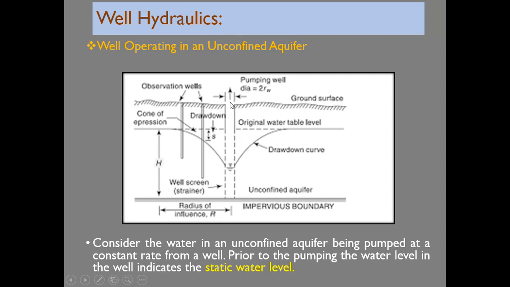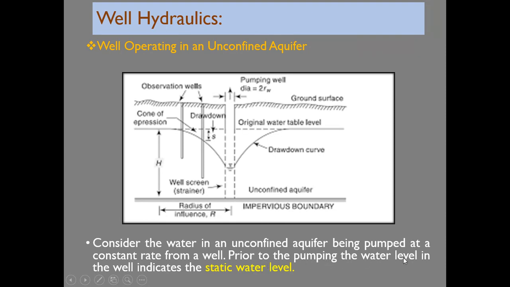This is called the pumping well, and these two are 1 and 2. These are the two observation wells. One well, the major well, is called the pumping well. The rest of the two wells are observation wells: well number 1 and well number 2. Consider the water in an unconfined aquifer being pumped at a constant rate from a well.